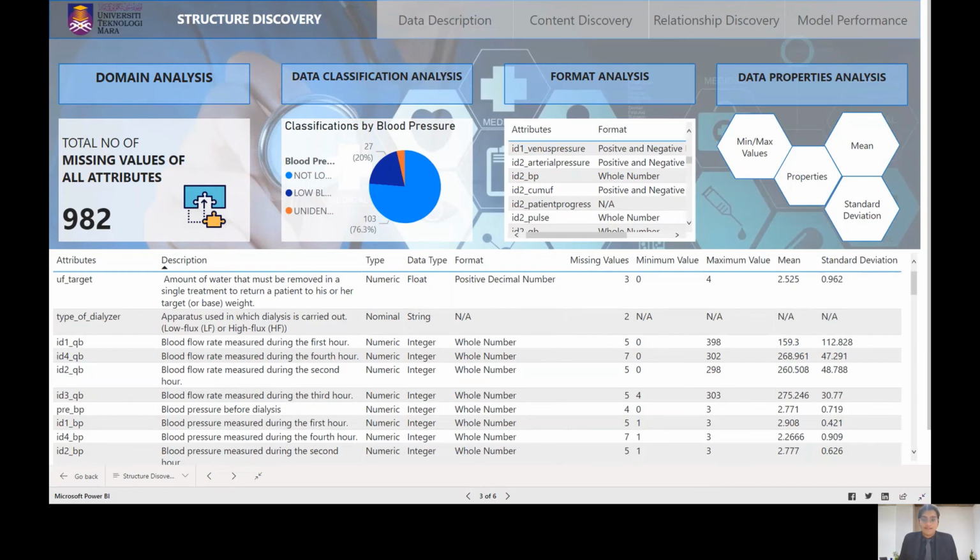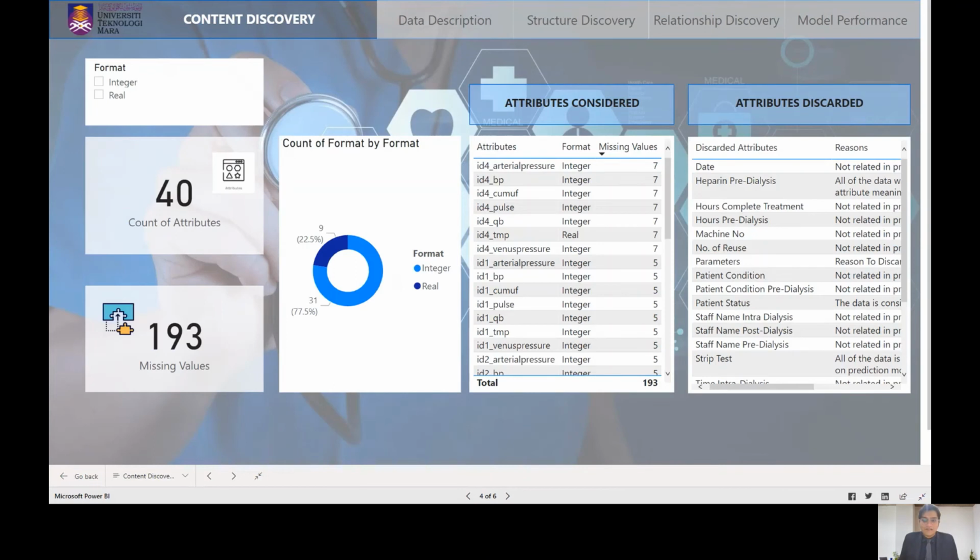Next, we move on to content discovery. As for the content discovery page, a total of 29 attributes were discarded, while 40 attributes were used further in the study. The attributes used further in the study have 193 missing values, and as such, these missing values were cleaned and replaced with zeros. On this page, the attributes considered are displayed in a table with the format that was read by RapidMiner, and also the number of missing values for each attribute.